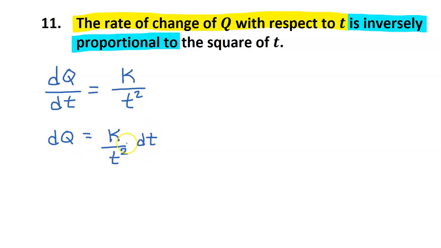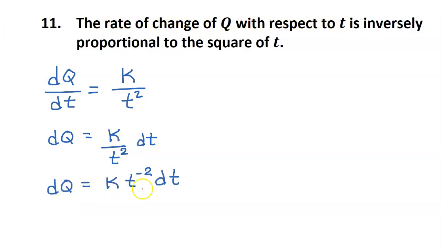The only small change I will make is that instead of having t squared in the denominator, I'd rather write it as t to the negative 2 power. Solving a differential equation means getting this q by itself. I can accomplish that by taking the integral of both sides of the equation. The integral of dq is like the integral of 1 dq. The antiderivative is q. On the right-hand side, I'm going to just bring down my constant.